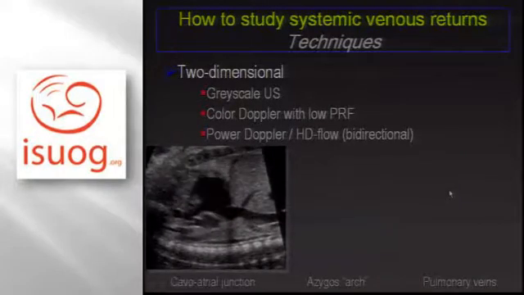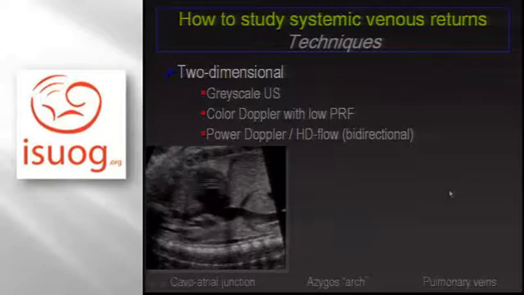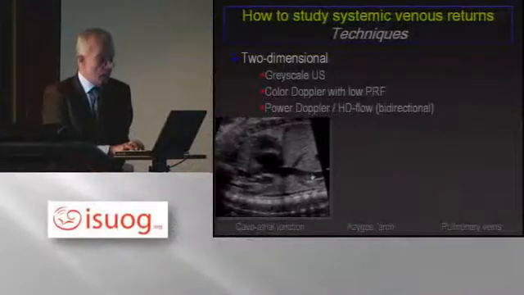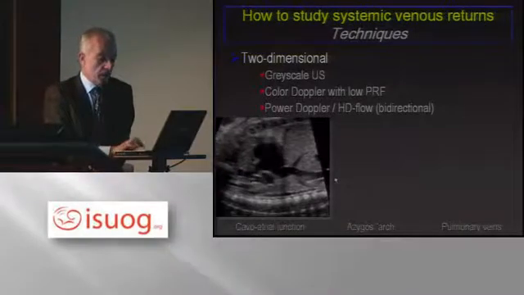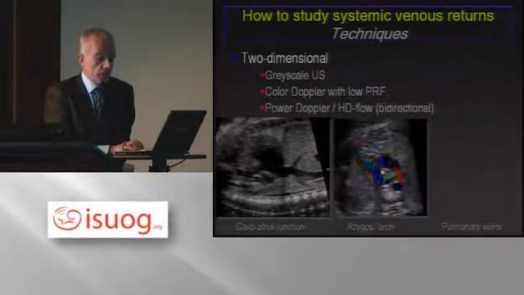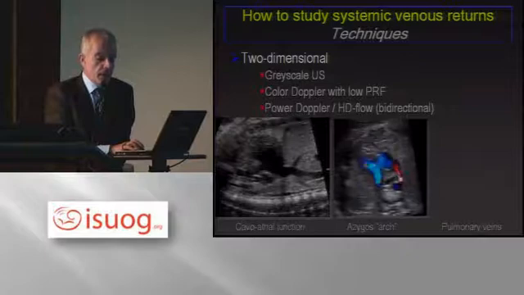Second issue is the technique that you may be using to assess the veins of the fetus. First of all, you can use grayscale. These are normal cavoatrial junctions. You may use color Doppler with reduced PRF. Here you see a thymus and a three-vessel view in which I lowered the PRF to get the azygos arch, which is the third arch, from the azygos position here into the superior vena cava.